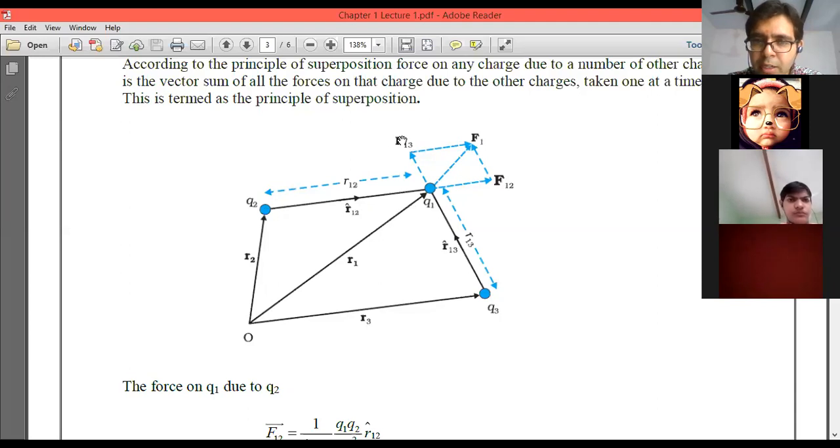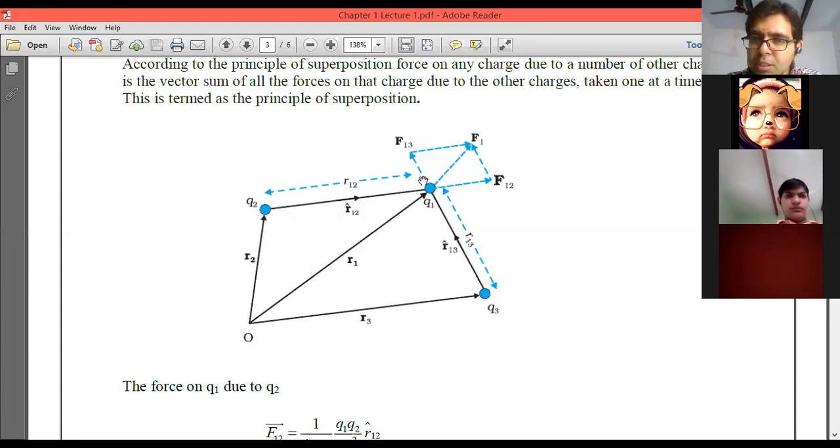So force on 1 due to charge 3. These two are vectors, and we know that we cannot add vectors without using the vector law. We have to add them using the vector law only. This is one vector over here, that is F12, and this is another vector over here, that is F13. In order to find the resultant, I need to apply the parallelogram law.